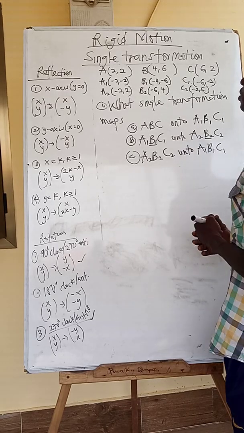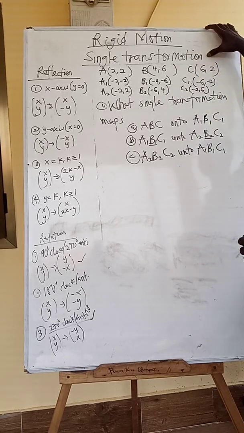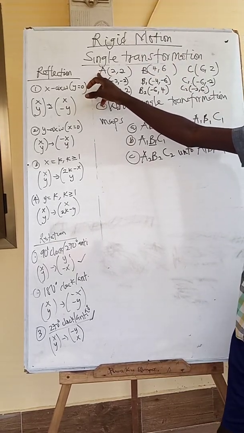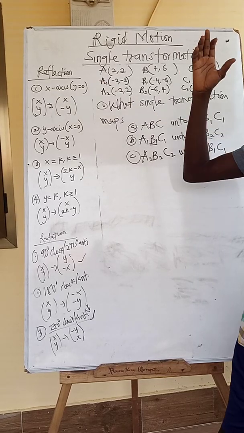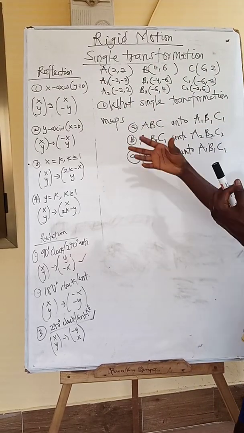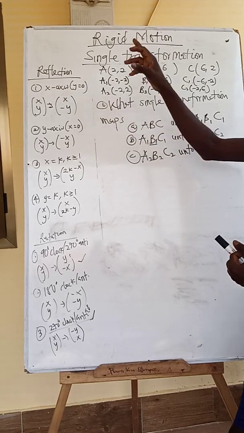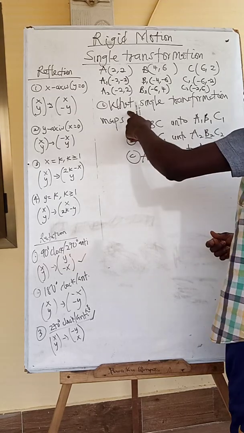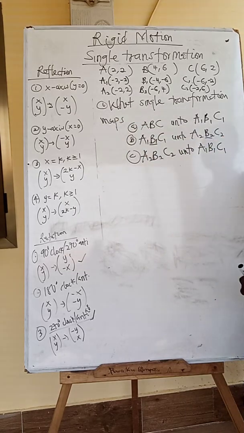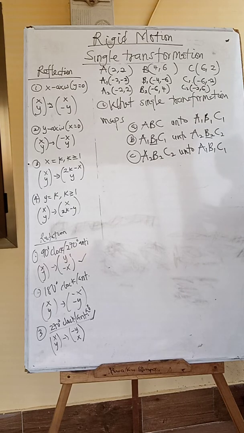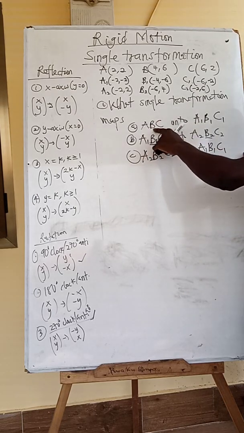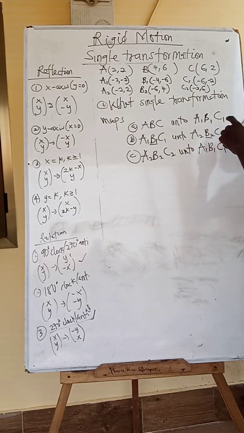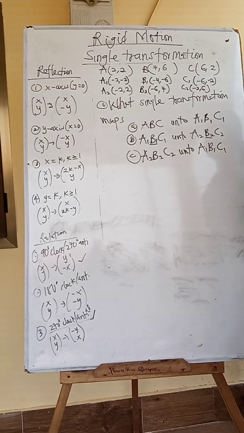Welcome back. We are going to solve examples on single transformation. In this example, we are assuming we have our points A1, which is either through a reflection, rotation, or transformation, and we also have A2, B2, and C2. The first question says, what single transformation maps A, B, C onto A1, B1, and C1?